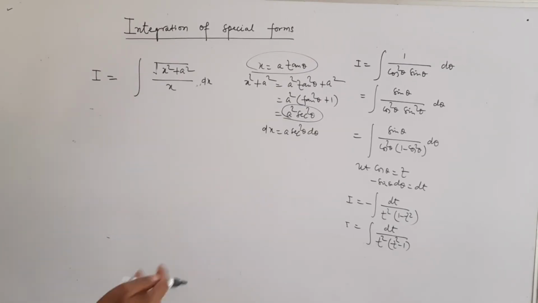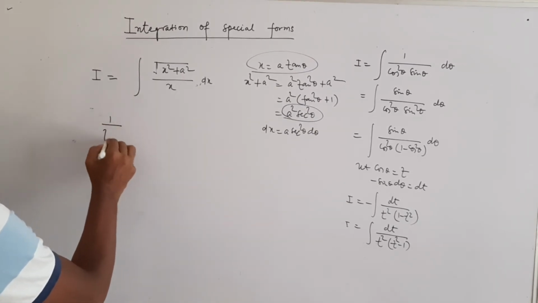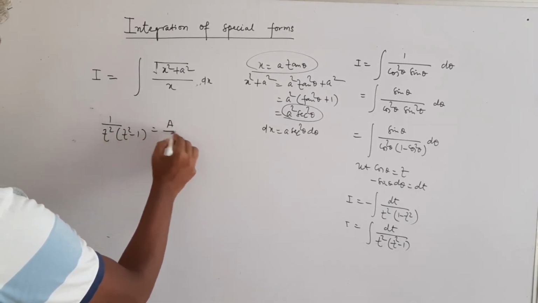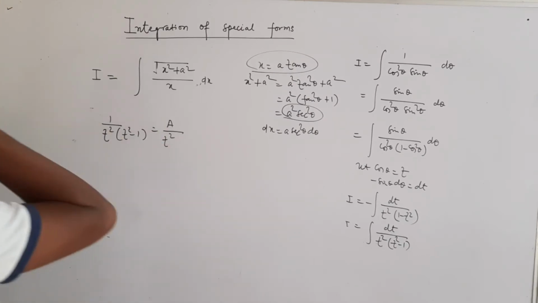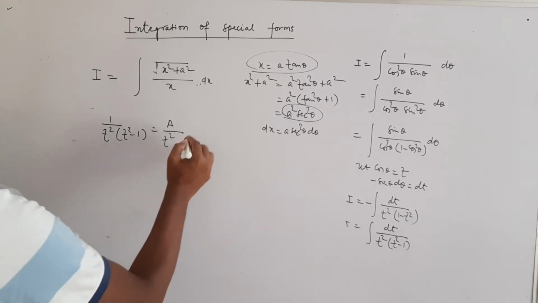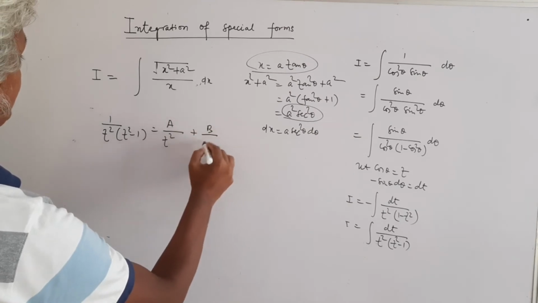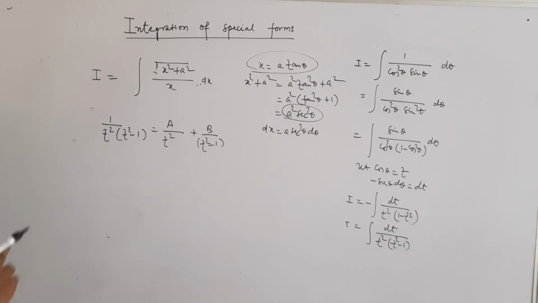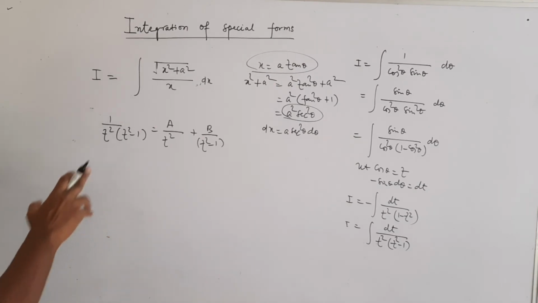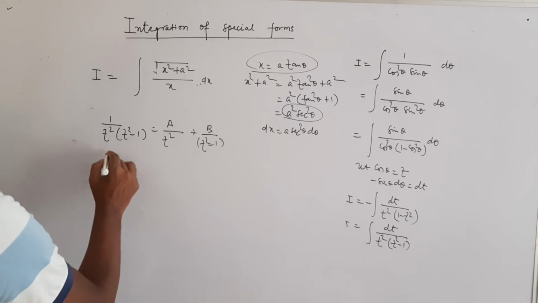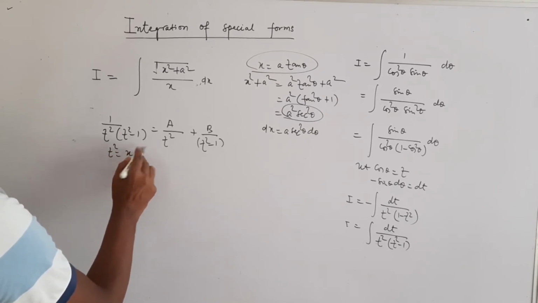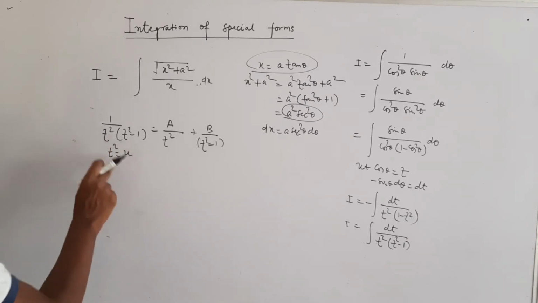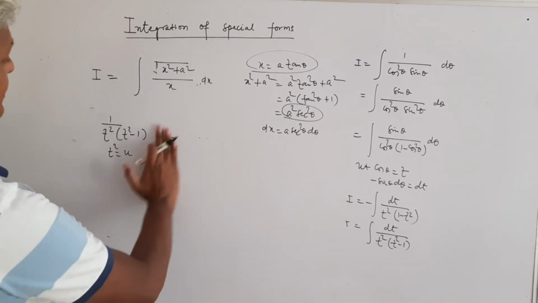So we have this form which goes like 1 over t square into t square minus 1, that is a over t square plus b over t square minus 1. In the previous case, whenever we found this kind of question, we didn't go that way. We just assume that t square equals u, then this becomes 1 over u, and so I'll prefer that one.